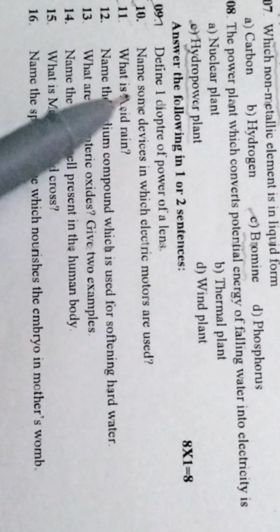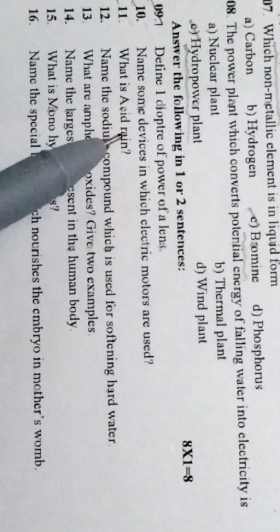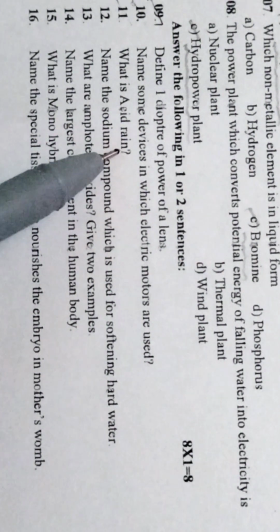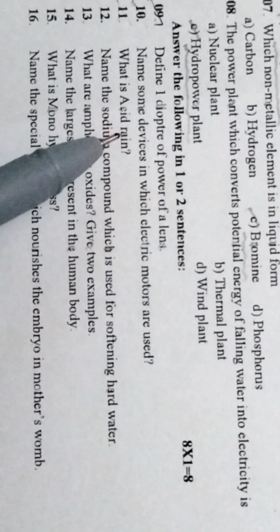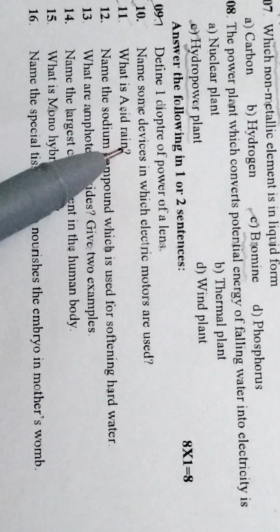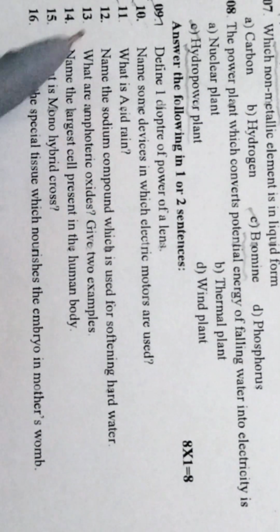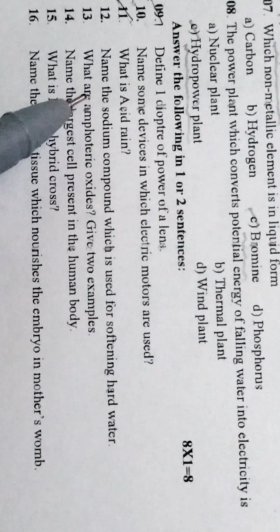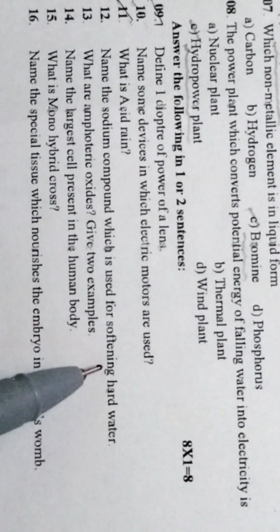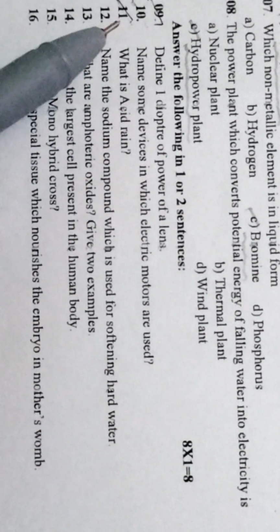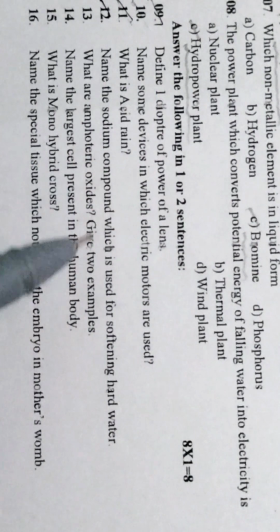Next, what is acid rain? If the pH of rainwater is less than 5.6, it is termed as acid rain. Next, name the sodium compound which is used for softening hard water. To soften hard water, we are using sodium carbonate.